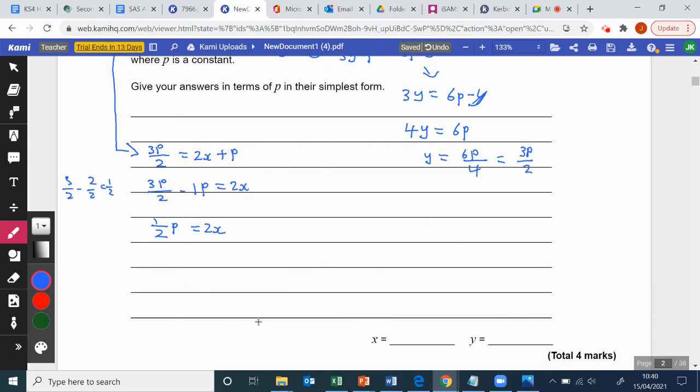And then I'm going to divide both sides by 2. So I'm doing a half divided by 2, which is the same thing as a half times, changing that 2 over 1 becomes 1 over 2. Just doing my division of fractions, a quarter. So I get a quarter p is equal to x. So x is a quarter p, and y is 3 over 2 lots of p, or 3p over 2 is the same thing.